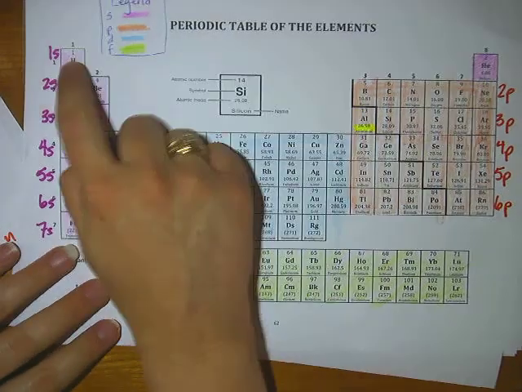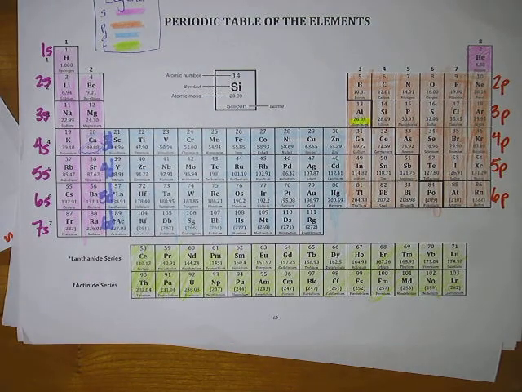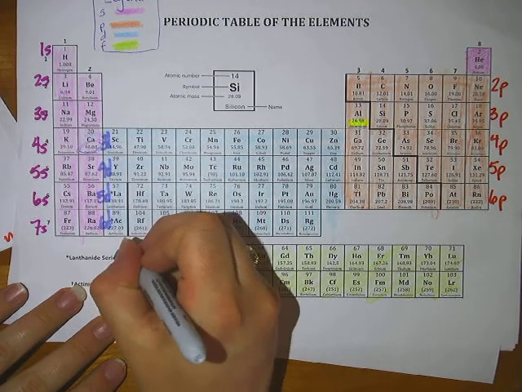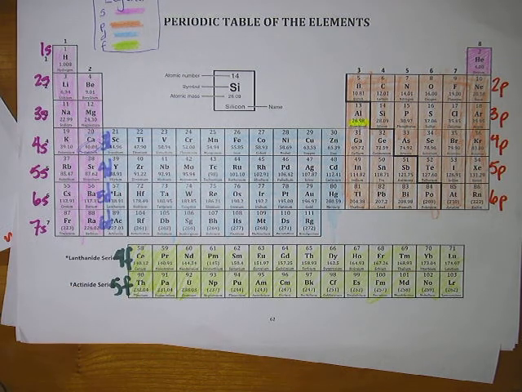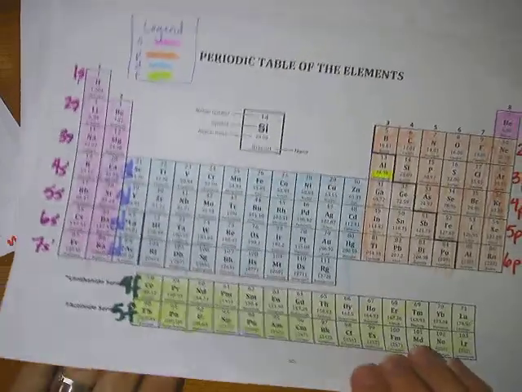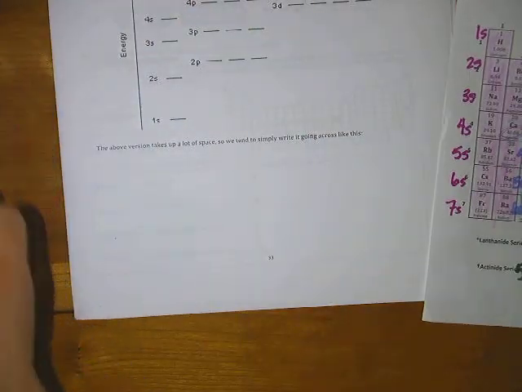And the S's started at 1, the P's started at 2, the D's started at 3, the F's start at 4. You may have noticed a pattern. It's a fairly simple pattern to follow. Okay, when you're done coloring your periodic table, let's actually go apply some of this back on page 32.